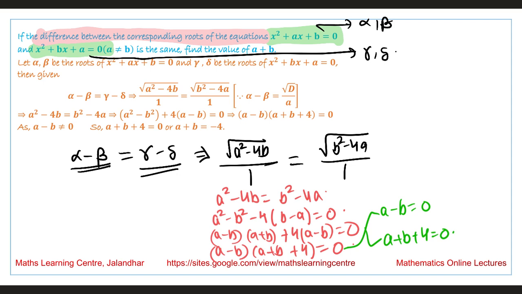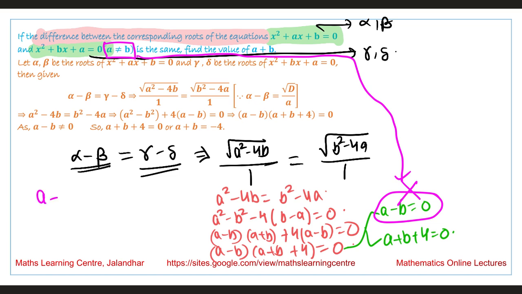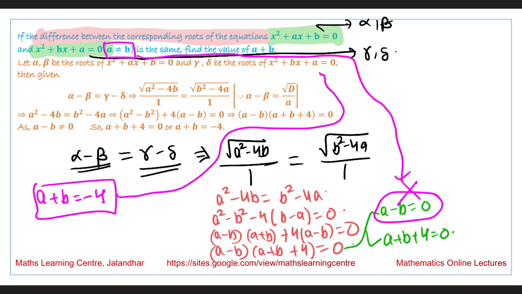Now it is given that a is not equal to b, so because of this condition a minus b cannot be 0. So what we obtain is that a plus b is equal to minus 4. This is the required value of a plus b.